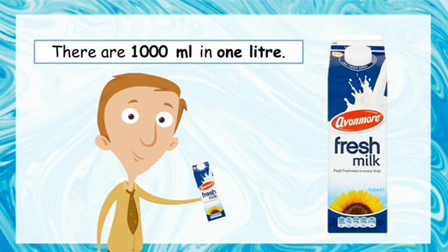You've probably seen a litre before in your life. If you've ever seen one of these cartons of milk, the cardboard cartons, the big ones, they are usually 1 litre of milk. You might even have one in your home right now.